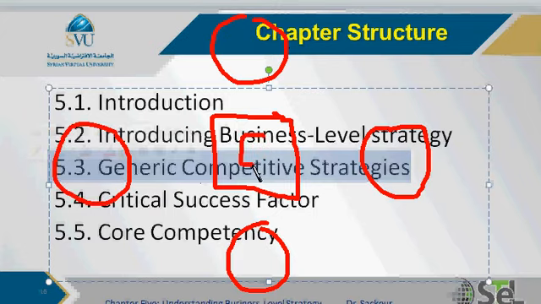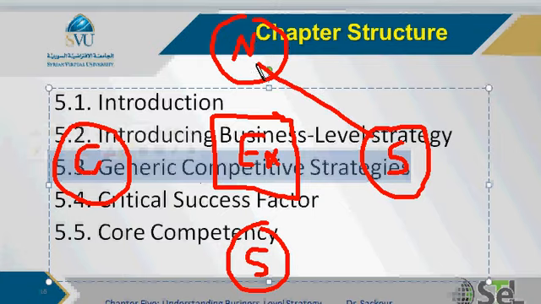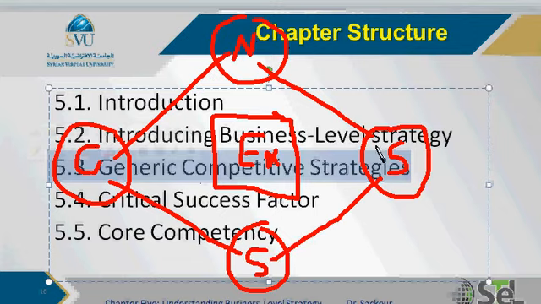Existing rivals, new entrants, bargaining power of suppliers, bargaining power of customers, and substitutes. Five main forces struggling together, fighting together, right?